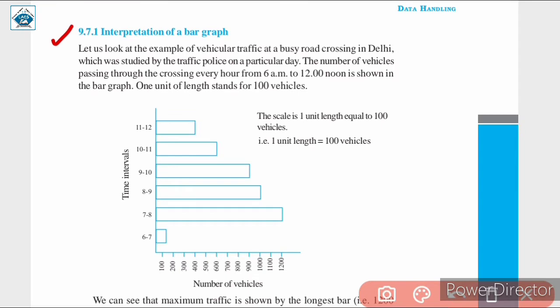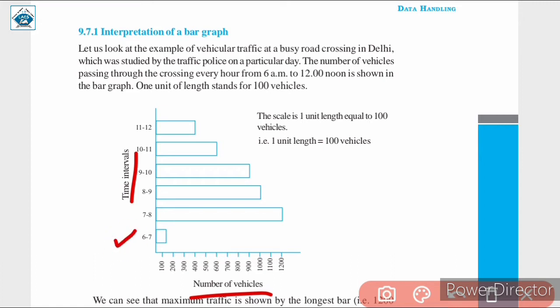With this, we have the next topic, interpretation of a bar graph, and here we are given a bar graph. Here horizontal bars are given to us and the length of each bar represents the number. For example, here we are given time intervals and number of vehicles.